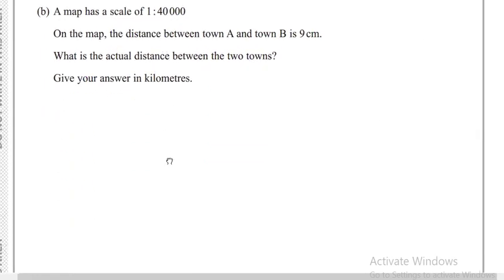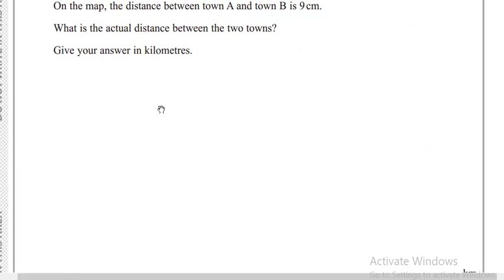Question B. A map has a scale of 1 to 40,000. On the map, the distance between town A and town B is 9 centimeters. What is the actual distance between the two towns? Give your answer in kilometers.